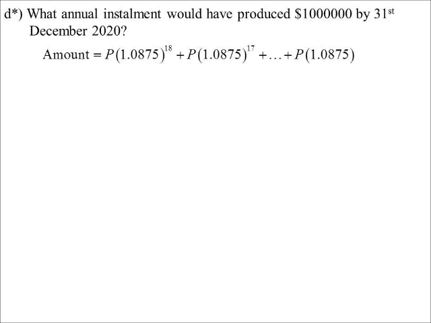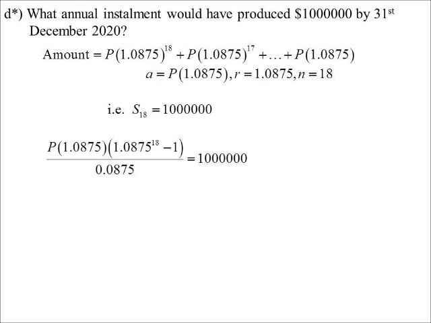All right, so the first term will be P outside of that. R is 1.0875, N is 18. We're saying, when is the sum to 18 going to equal $1 million? Sub it in, and there's our solution. Of course, we can't tell quite yet because we've got to get P by itself.